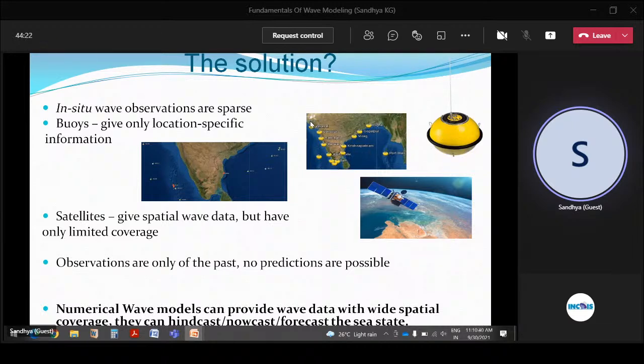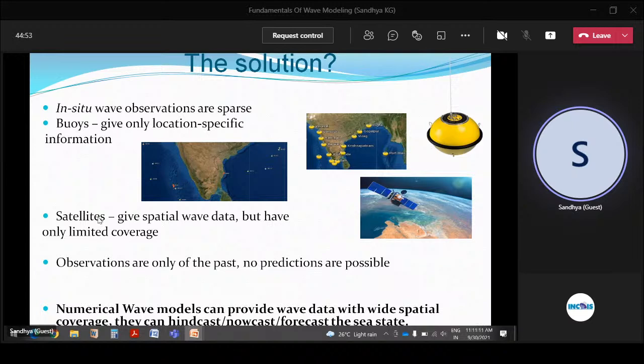These are deployed along the coastal areas, which give location-specific information at these locations. And there are moored buoys deployed by the National Institute of Ocean Technology, Chennai, Ministry of Earth Sciences, Government of India, which give the kind of information the wave radar buoys are also giving. They are just the time series of certain wave parameters.